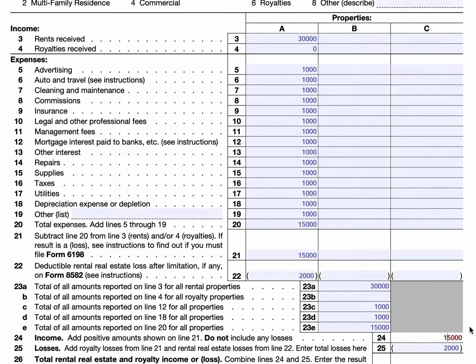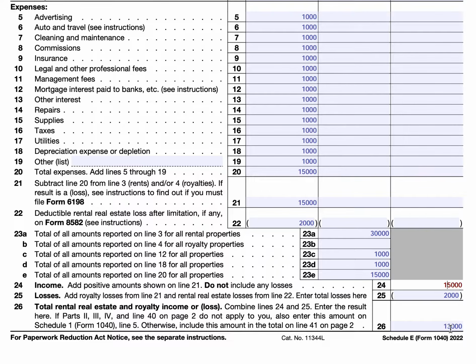So in line 24, we're going to enter the positive amounts from line 21. So all income for each property, we'll summarize that here. Any royalty losses from line 21 or any rental real estate losses from line 22, we would enter those here. So we've got a $2,000 loss here, and then we net those together. We enter the result on Schedule 1, line 5.